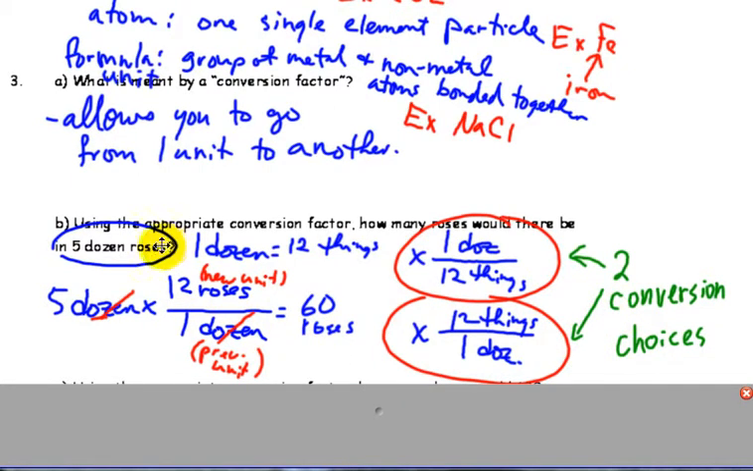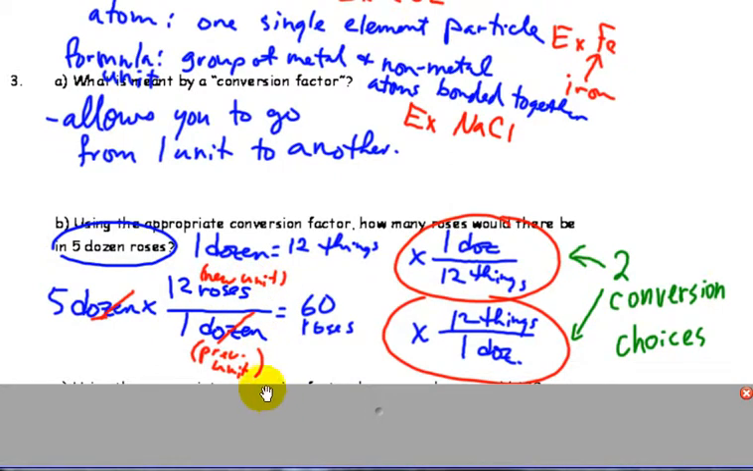So if we want to find out how many roses 5 dozen roses is, we would be using this one here, because we want to end up with things, in this case roses, and we want to cancel out units of dozens. So if we take a look here, 5 dozens multiplied by 12 roses is 1 dozen. The dozens unit cancels, and I'm left with roses.